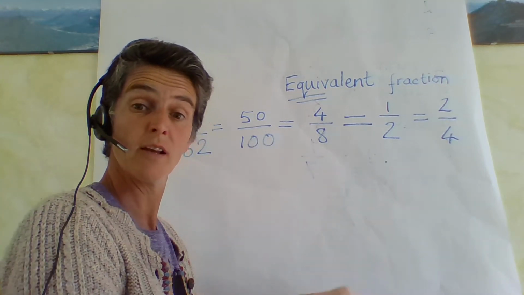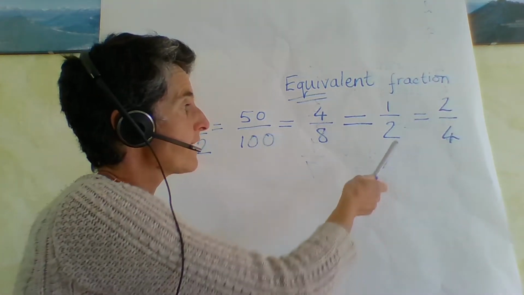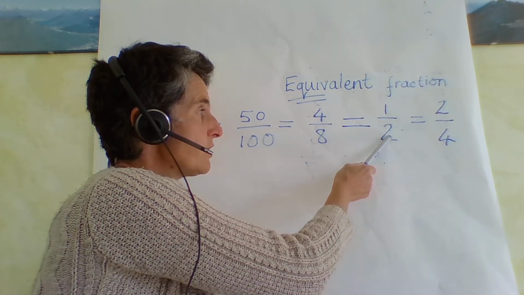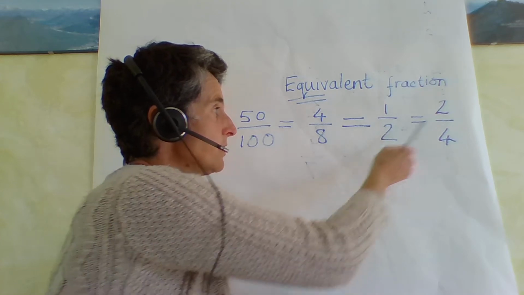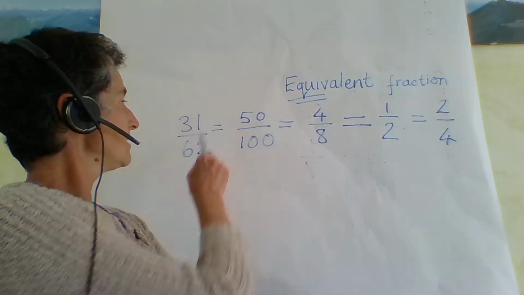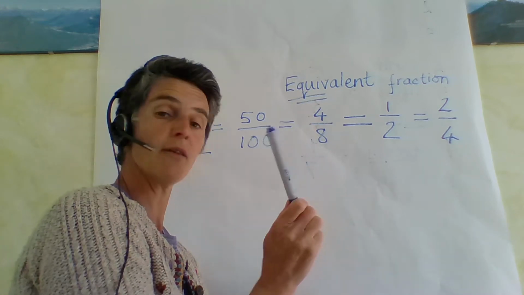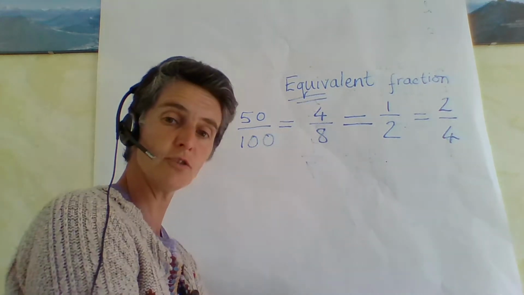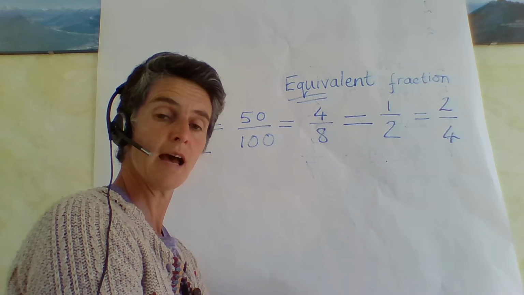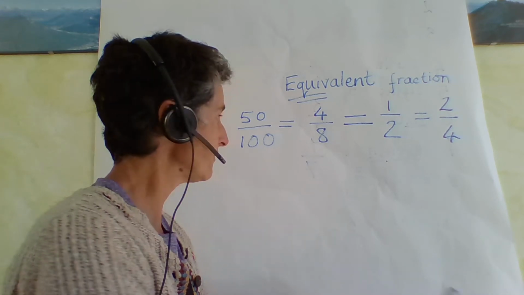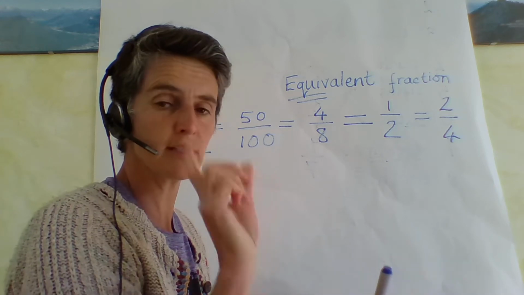And we talked about being able to spot equivalent fractions of 1/2 in that if your numerator is half of your denominator, 1 is half of 2, 2 is half of 4, 31 is half of 62, 50 is half of 100. If you have that pattern, your numerator is half of your denominator, it will be an equivalent fraction of 1/2. Okay, and obviously not all fractions, that's not true.